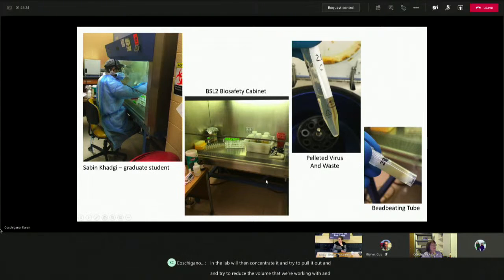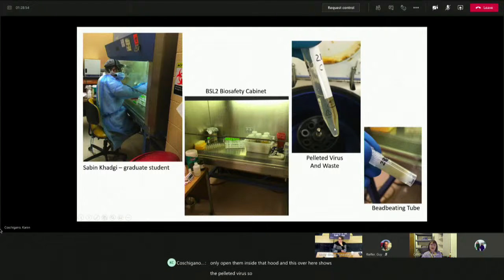And over here on the left is a picture of my grad student, Saban Kadji, and he is helping me with these assays. He's helping me isolate the virus, and then the RNA from the wastewater, and then do the assays later. And this just shows a biosafety cabinet. We do not open the wastewater bottles out in the open. We only open them inside that hood. And this over here shows the pelleted virus.